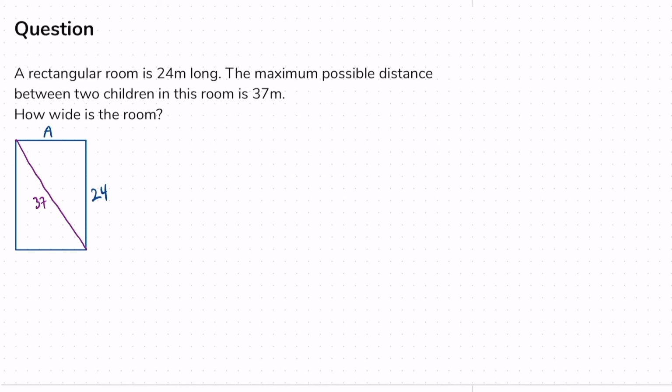Now, one of the skills often with Pythagoras' theorem is seeing the right angle triangles. I've got one here, and I've got one here. And I can see that A is one of the legs of this right angle triangle. So I'm going to redraw it just with one triangle here. So this is A, this is 24, and this is 37. So let's use Pythagoras' theorem.